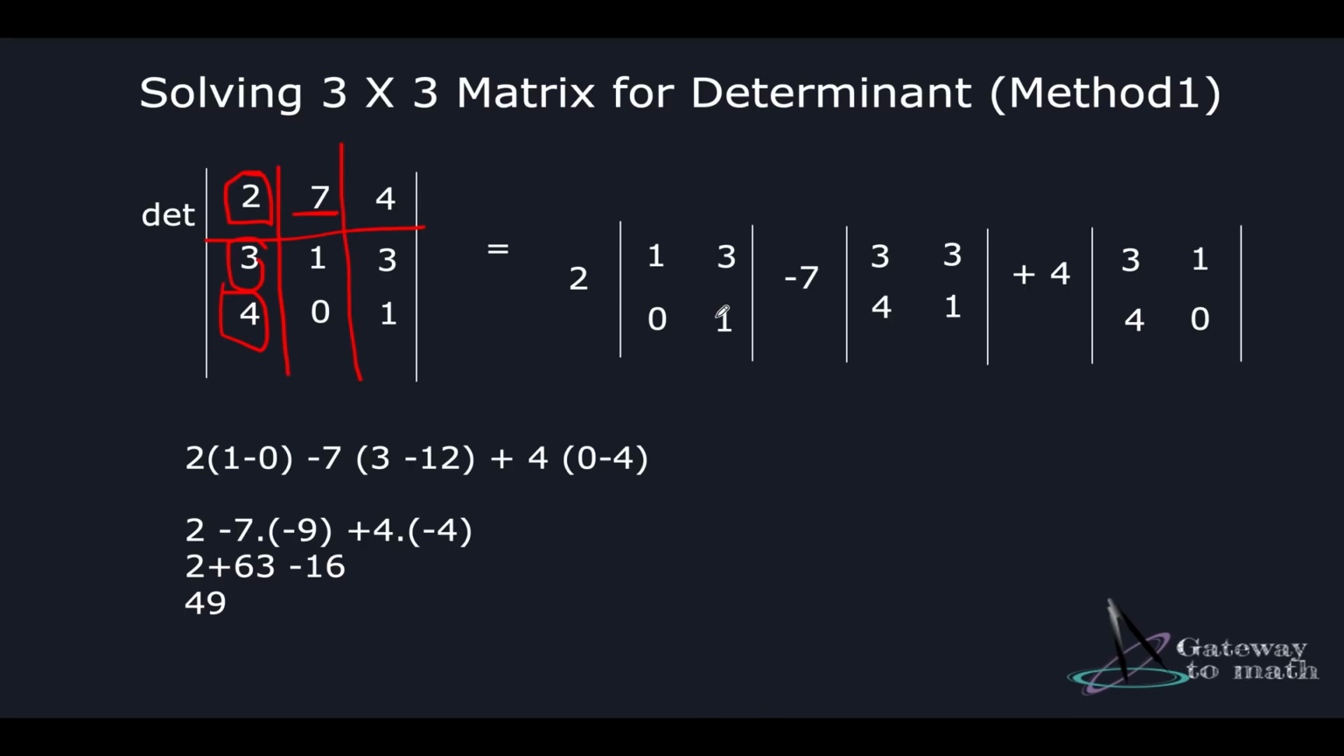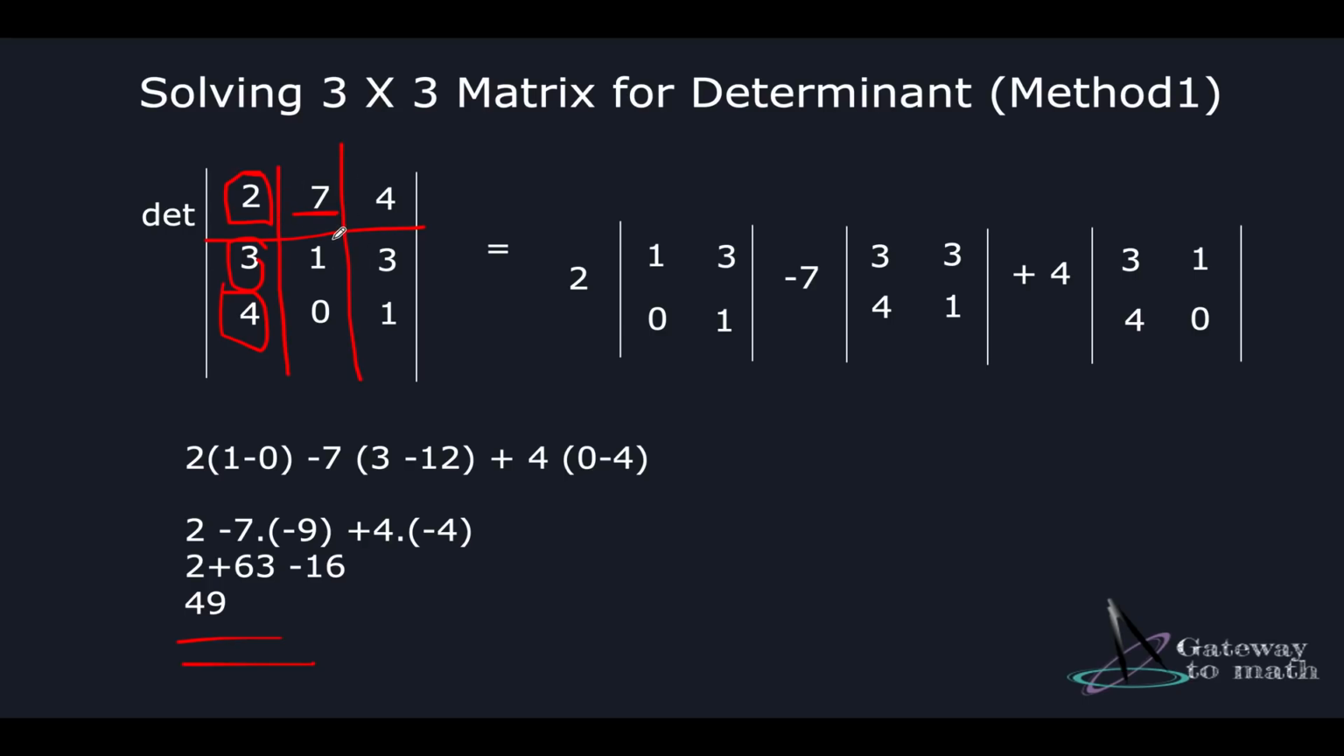So 1 multiplied by 1 is 1, minus 0 multiplied by 3 is 0, minus 7, 3 multiplied by 1 is 3, minus 4 multiplied by 3 is 12, plus 3 multiplied by 0 is 0, 4 multiplied by 1 is 4. And then we do the calculation, I don't have to explain that, and we get a value of 49. So this is how you compute the determinant of a 3 cross 3 matrix.